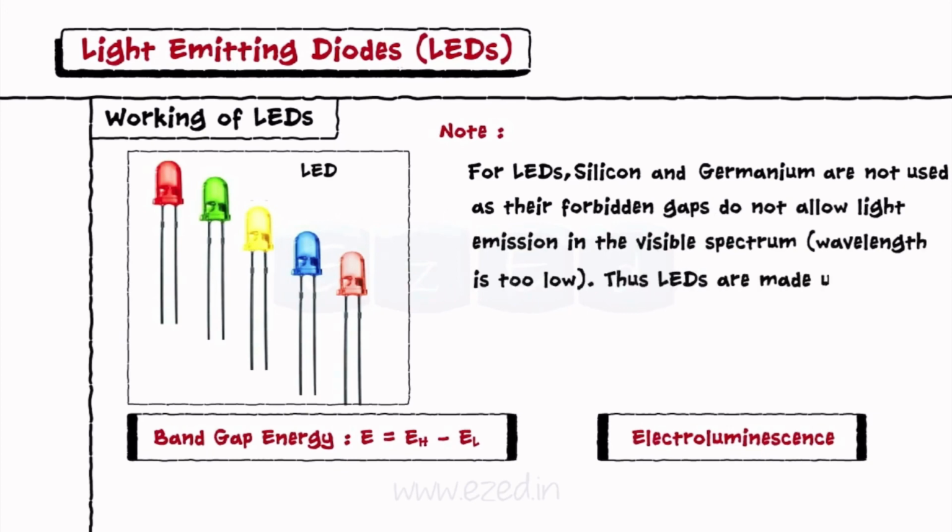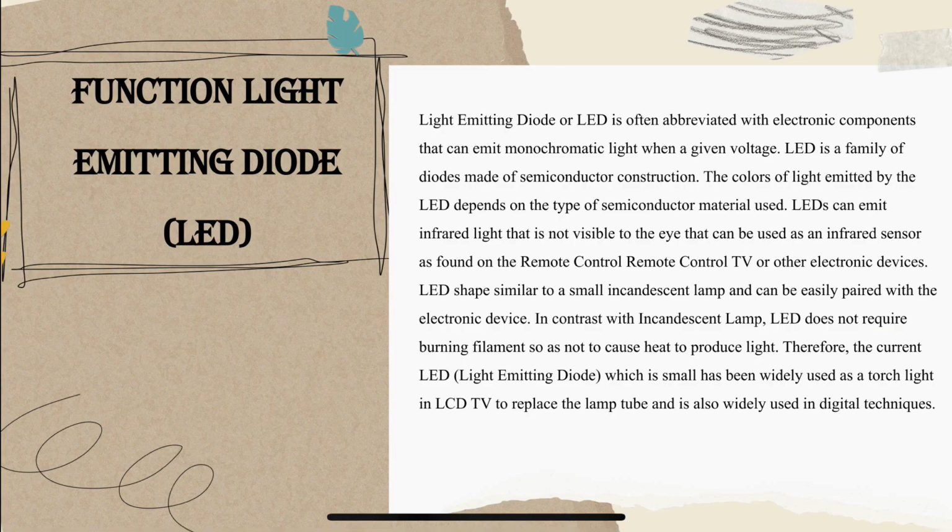Thus, LEDs are made up of gallium arsenide and gallium phosphide, etc. Function of the light emitting diode, LED. Light emitting diode, or LED, is an electronic component that can emit monochromatic light when a voltage is applied. LED is a family of diodes made of semiconductor construction. The colors of light emitted by the LED depend on the type of semiconductor material used.